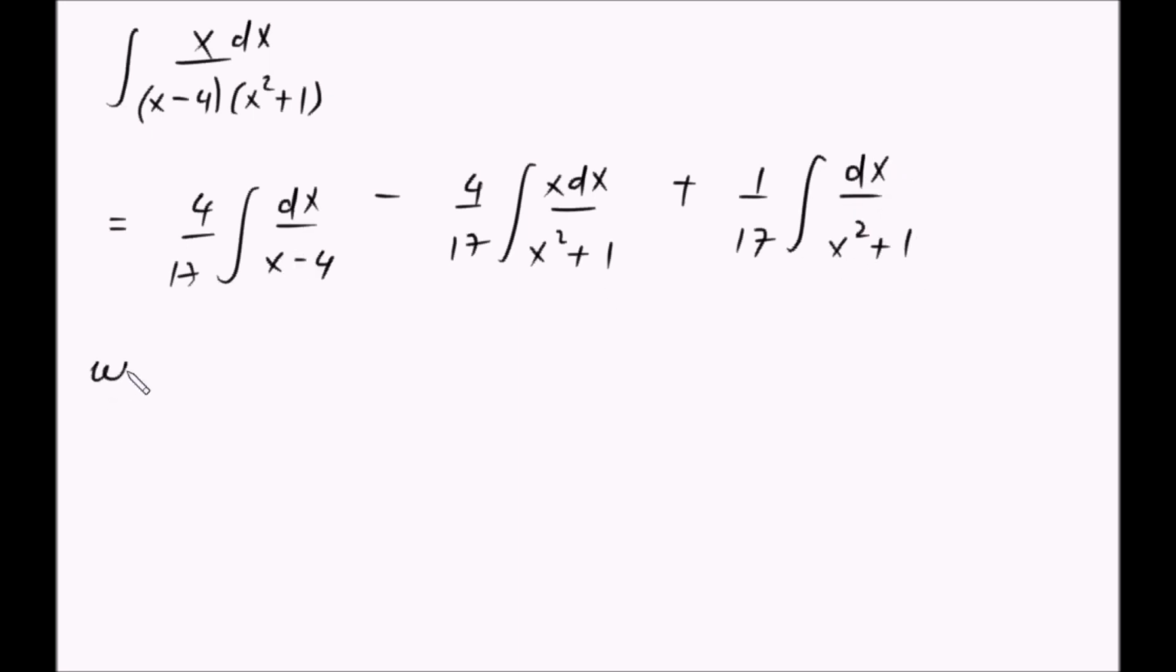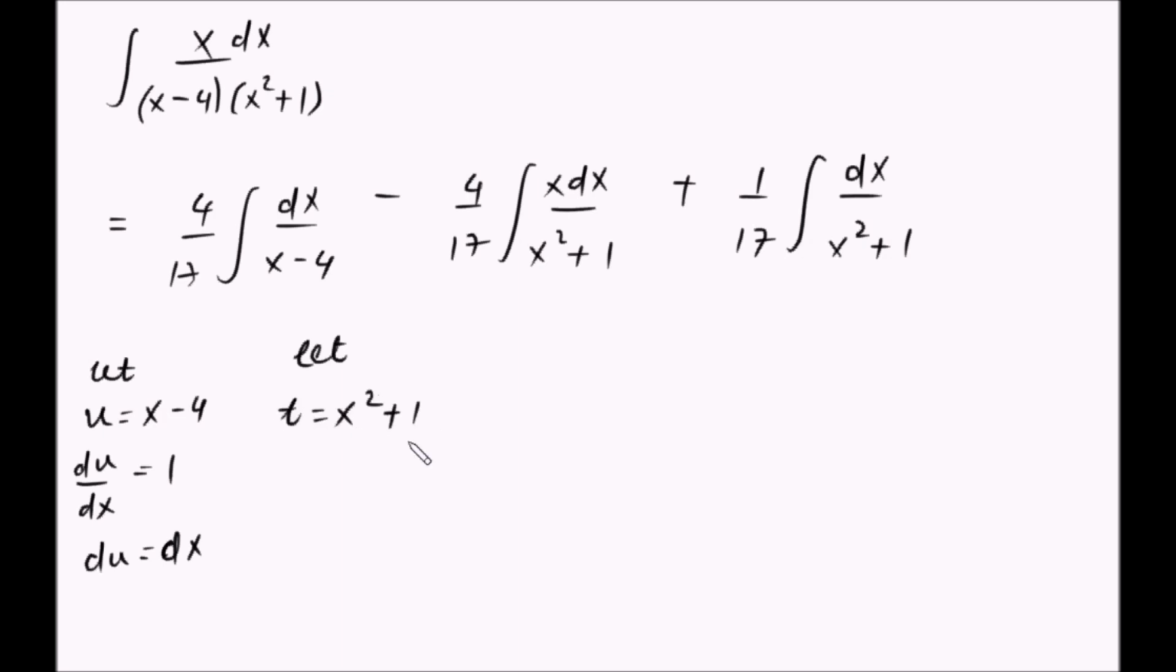So hapa we're gonna let u sasa na x minus 4. Kwa hiyo du dx ni nani? 1. Kwa hiyo du ni sawa na dx. Hapa we are gonna let t. Siwezi kutumia tena hiyo u. Kwa hiyo u substitution, t substitution. T ni sasa na x square plus 1 kuintegrate huyu. So dt dx ni nani? Ni 2x. Kudifferentiate x square unapata 2x. Differentiate 1 ni 0. So cross multiply hapa tutakuja kupata dt over 2 ni sawa na x dx.